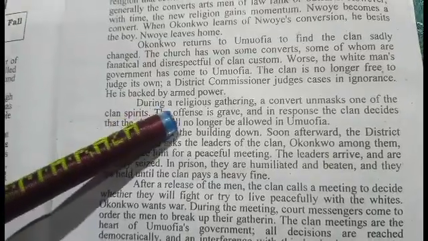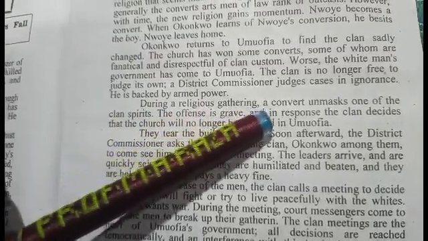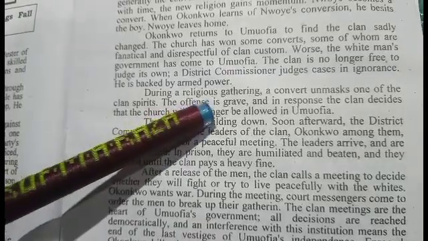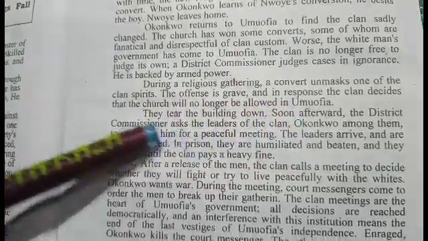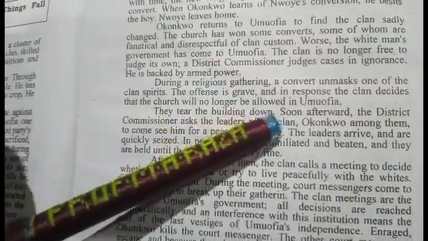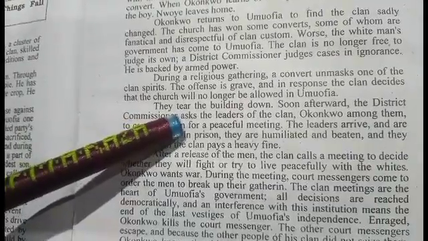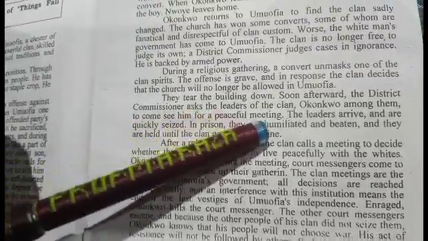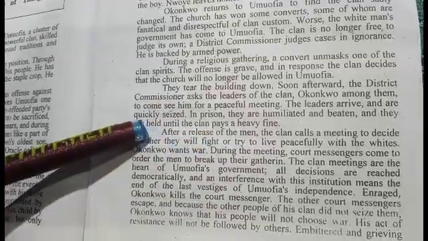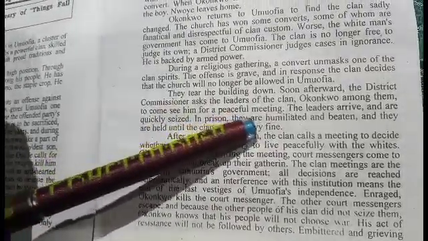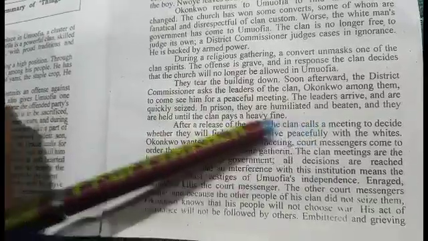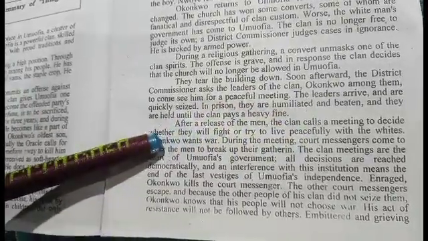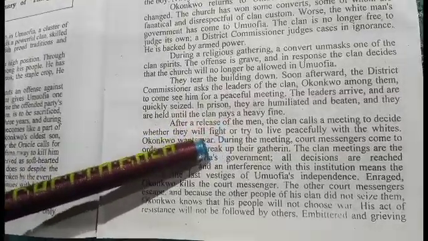The next paragraph. During a religious gathering, a convert unmasks one of the clan spirits. The offense is grave, and in response the clan decides that the church will no longer be allowed in Umuofia. They tear the building down. Soon afterwards, the district commissioner asks the leaders of the clan, Okonkwo among them, to come see him for a peaceful meeting. The leaders arrive and are quickly seized and imprisoned. They are humiliated and beaten, and they are held until the clan pays a heavy fine.